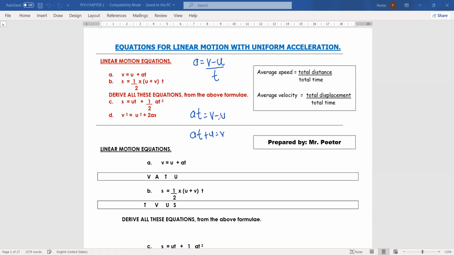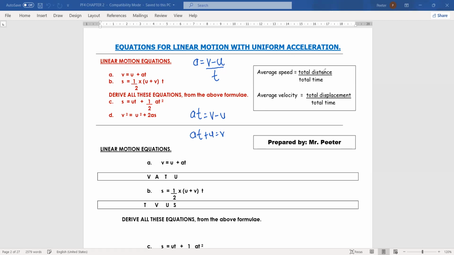All right. So the formulas are A, B, C, and D. These are the 4 common formulas. Actually, these 2 formulas we derive from A and B. I'll show you in a while how we get that. And then the next 2 formulas are average speed and average velocity.